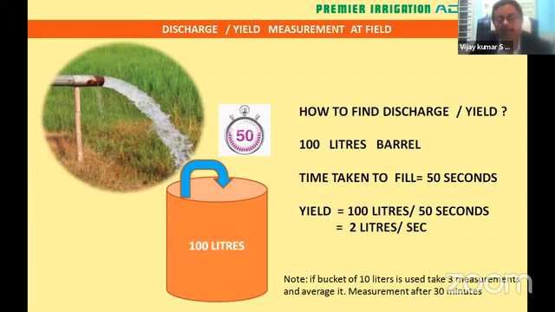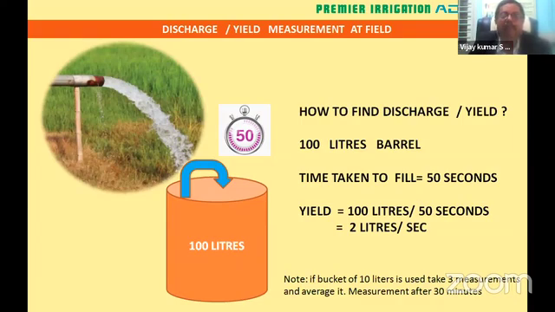If you don't have a 100-liter barrel, if you have a bucket, then what are you going to do? At least a bucket will be there. So again, you can take 10 liters, say if it is going to fill up in 5 seconds, 10 divided by 5 is 2 liters per second. But in case of a bucket, the error will be large. So therefore, I would request you to take 3 to 4 measurements.